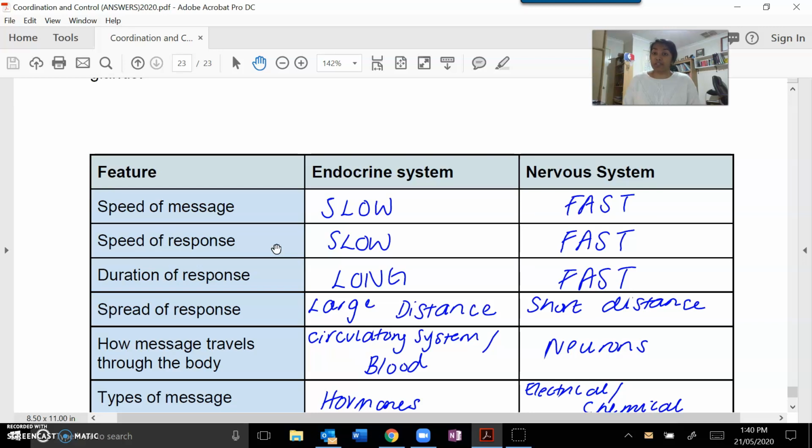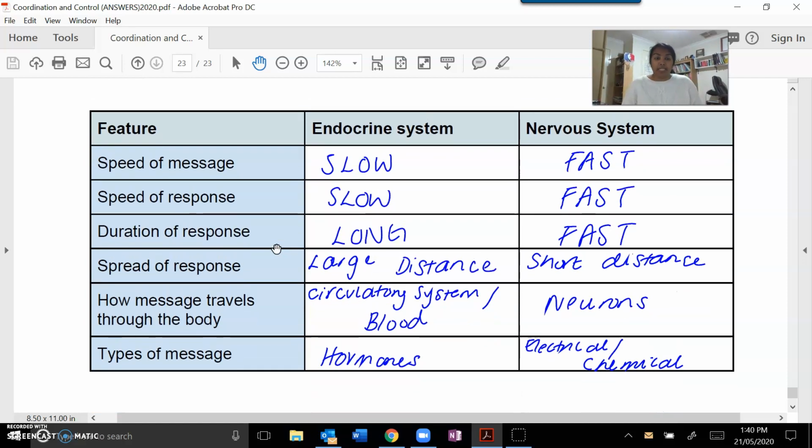The spread of the response. Obviously, if endocrine glands are releasing hormones into the blood, it's going to travel a very long distance. The nervous system, on the other hand, is very short distance. It's going to be very fast, right? Because obviously, the longer the distance, the longer it takes. How messages travel through the body? Through the circulatory system, always in the blood, and the nervous system obviously travels between the neurons, right? The electrical and chemical message goes to the neurons throughout your body.